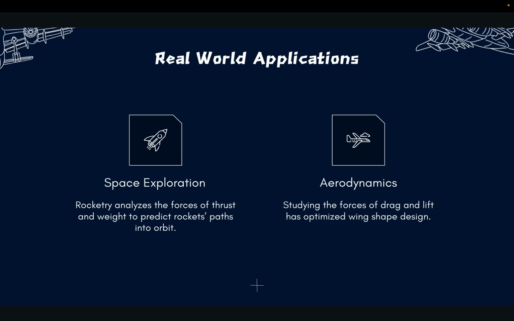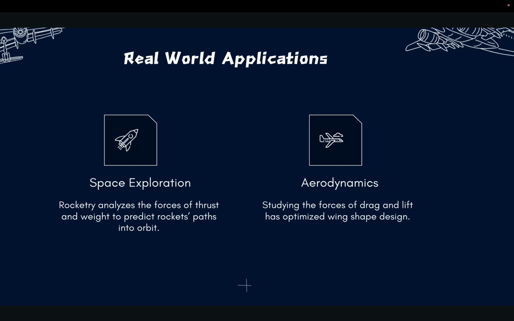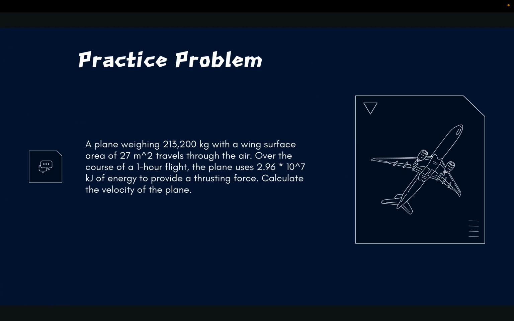Now that we have overviewed these four forces, let's run through an example in which you'd analyze them and use their constituent equations. Say a plane weighing 213,200 kilograms with a wing surface area of 27 meters squared travels through the air. Over the course of a 1-hour flight, the plane uses 2.96 times 10 to the 7th kilojoules of energy to provide a thrusting force. Calculate the velocity of the plane.